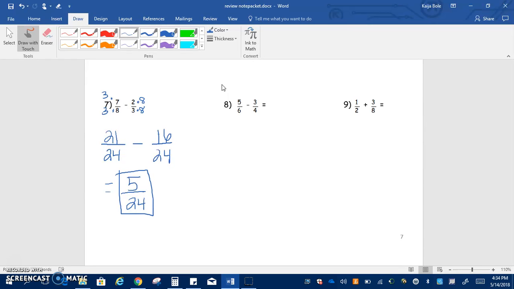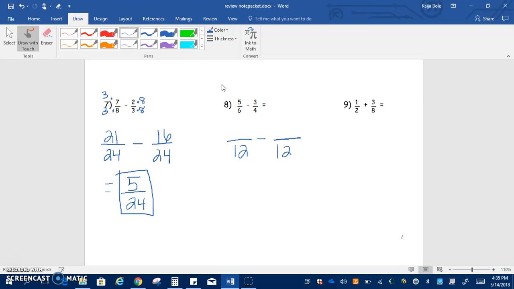Number 8 here, we have 5/6 minus 3/4. So we're looking at 6 and 4. Well, we know 6 times 4 is 24, but let's go smaller. We know that they both go into 12, so we can make the common denominator 12 for both of them.